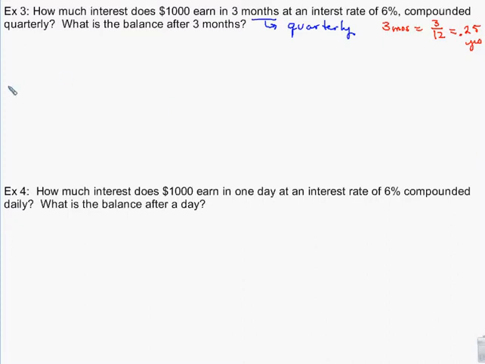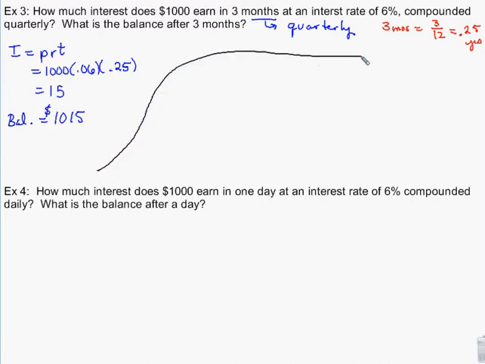Okay, so I'm going to take the same $1,000 at the same rate, but for only 3 months, and I'm going to earn $15, and so my balance at the 3-month mark would be $1,015. Okay. Well, let's extend this and say, how much will we have at the end of the year?